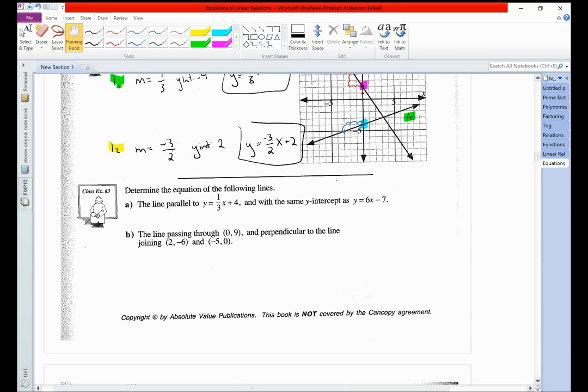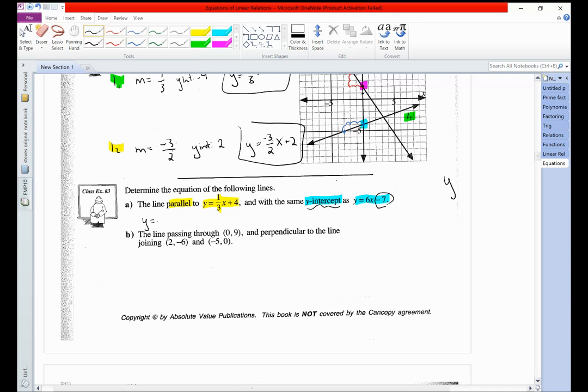So determine the equation of the following lines. It says we're looking for an equation of the line that's parallel to this one and has the same y-intercept as this one. So we need to know what information we're trying to get. If we're using the same y-intercept here, then we're going to take -7.